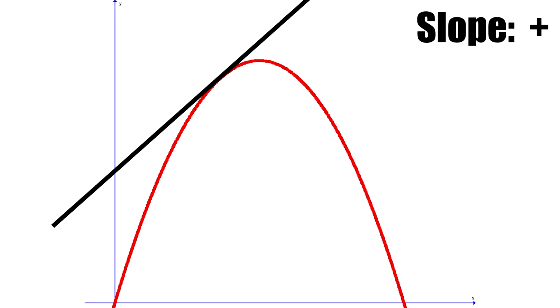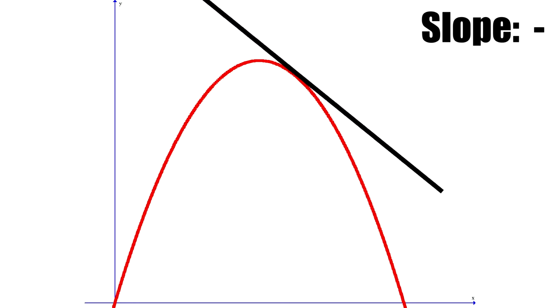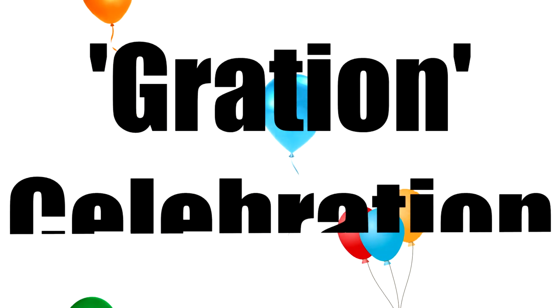That's enough. Clearly, he's wrong. A derivative is pretty much the slope of a tangent line at any given point on the x-axis of a graph. With that out of the way, we can finally take a look at the Gratian celebration.